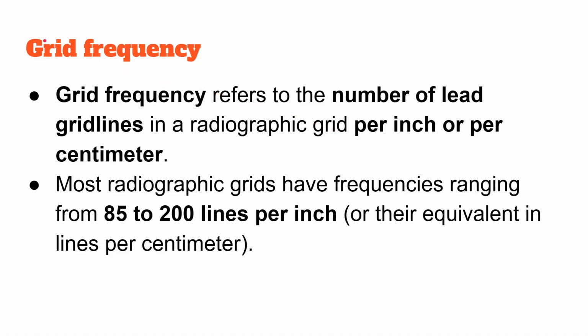We're talking about grid frequency. This is another way that grids can be labeled and categorized. This refers to the number of lead grid lines in a radiographic grid per inch or per centimeter. Most radiographic grids have frequencies ranging from 85 to 200 lines per inch, or LPI, or their equivalent in lines per centimeter.